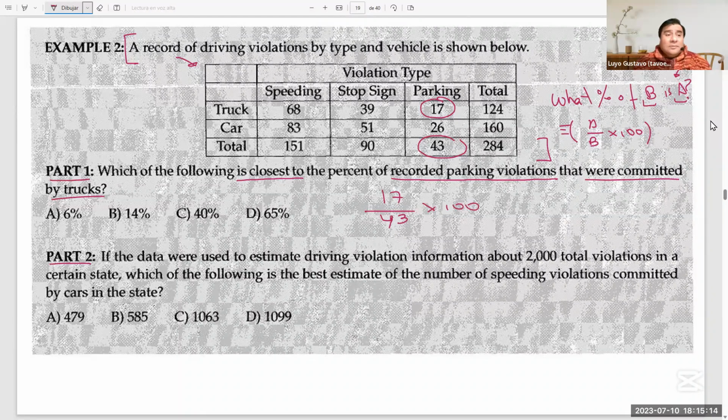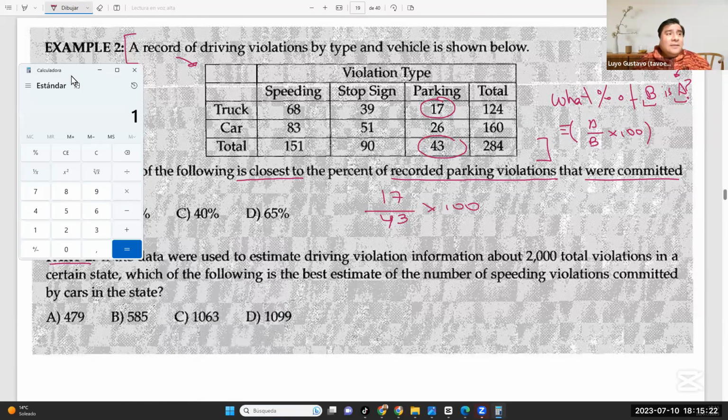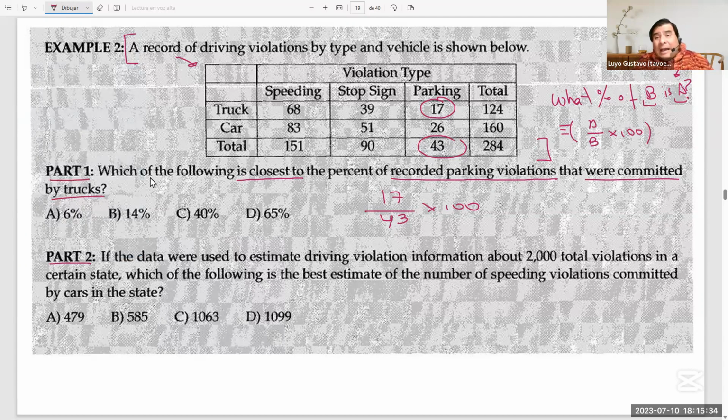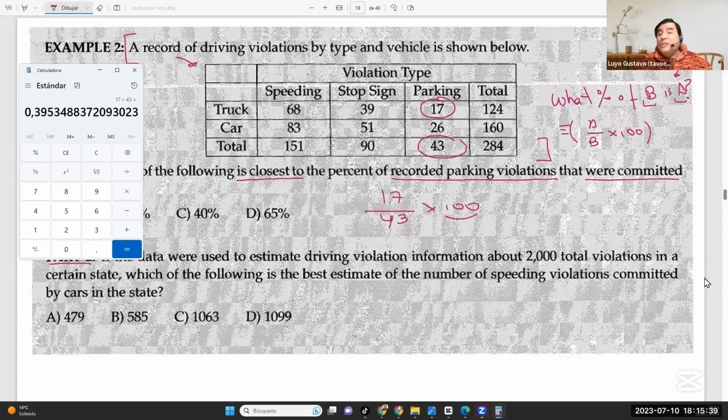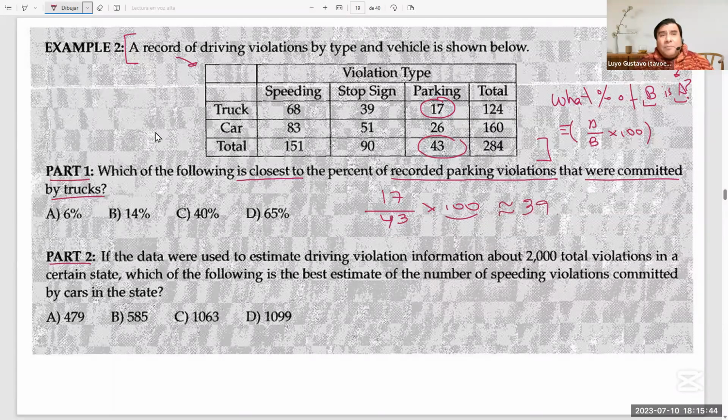Okay, if you use the calculator, let's do it together. 17 divided by 43 equals 0.3953. It's an infinite number, but okay, multiplying by 100 means shifting the decimal point 2 positions, so this would yield approximately 39.50 something, right? So this is closest to 40%.